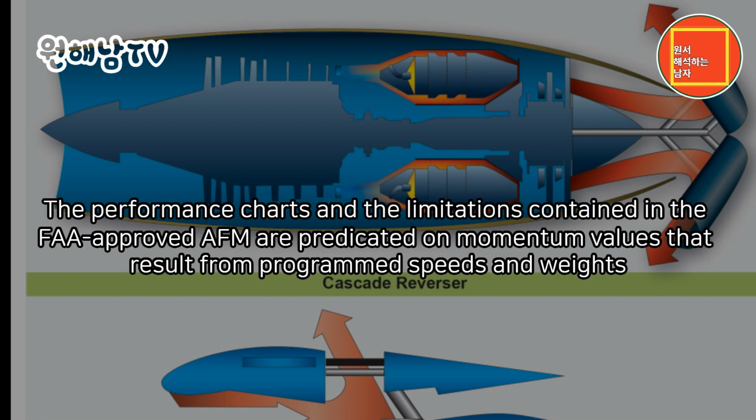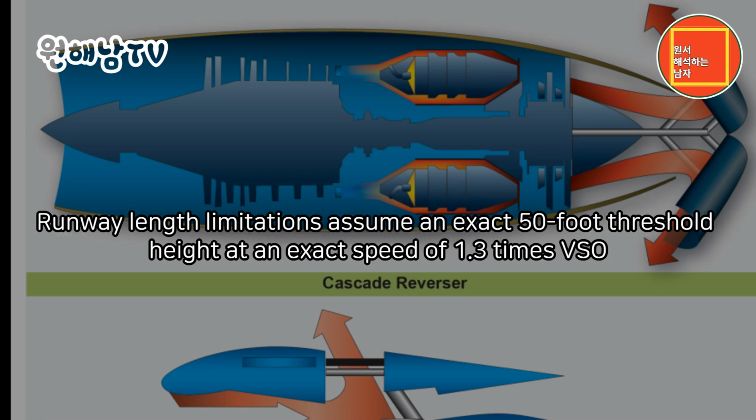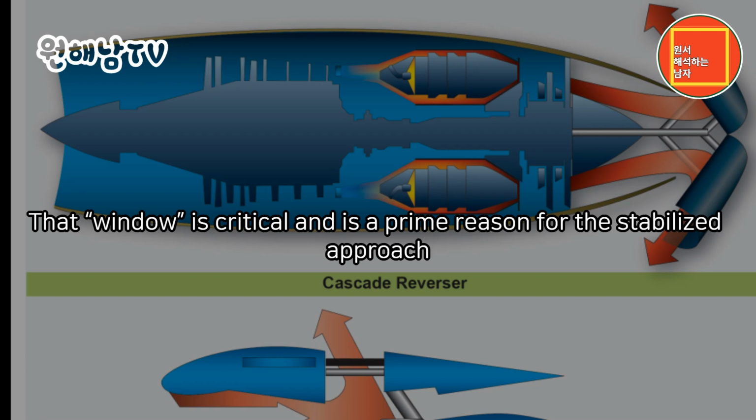These flying characteristics of jet airplanes make a stabilized approach an absolute necessity. Stabilized approach. The performance charts and the limitations contained in the FAA-approved AFM are predicated on momentum values that result from programmed speeds and weights. Runway length limitations assume an exact 50-foot threshold height at an exact speed of 1.3 times VSO. That window is critical and is a prime reason for the stabilized approach.